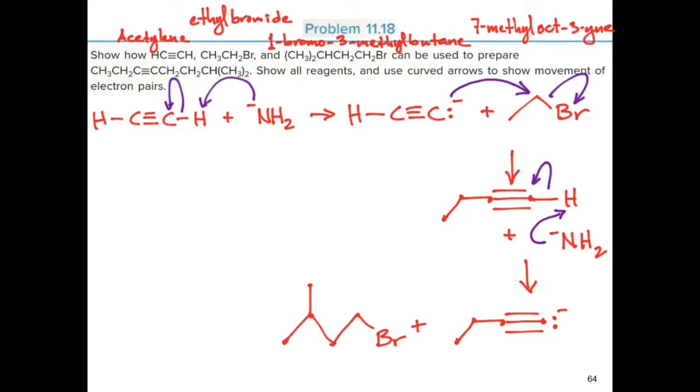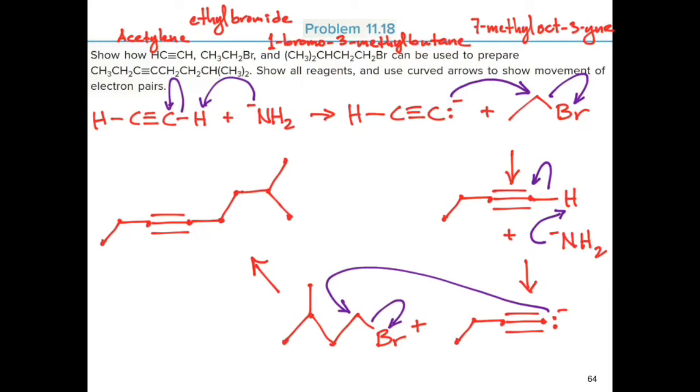1-bromo-3-methylbutane. And so it will attack this electron-deficient carbon, resulting in the cleavage of the sigma bond between this carbon and the bromine atom. And this results in formation of the final product, which is 7-methyl-oct-3-ine.